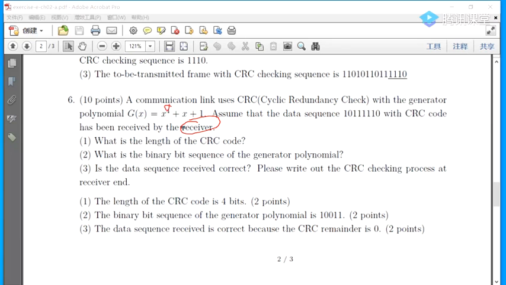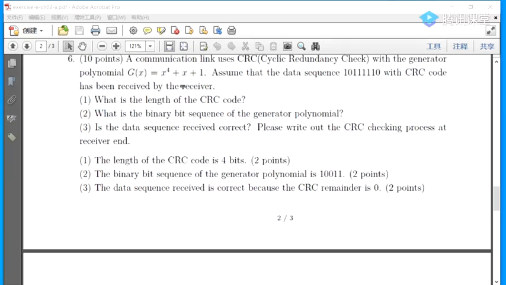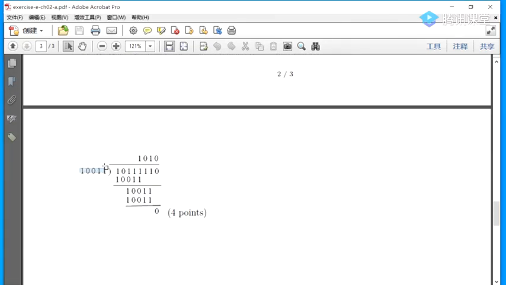this is a 4. So the length of the CRC code is 4. And the binary bit sequence is 10011. Why can we get 10011? We will not explain again. For the data sequence received, we should calculate by long division.